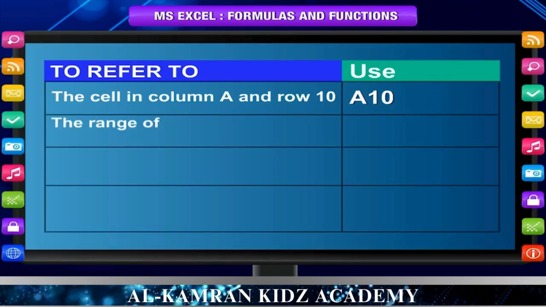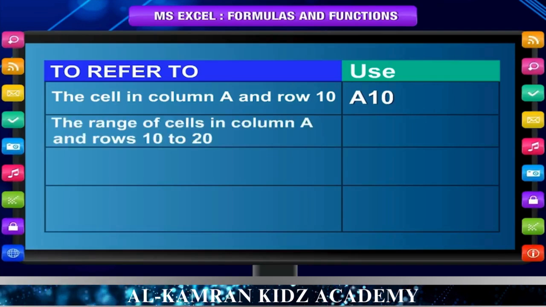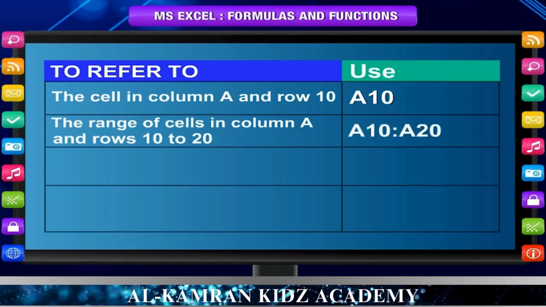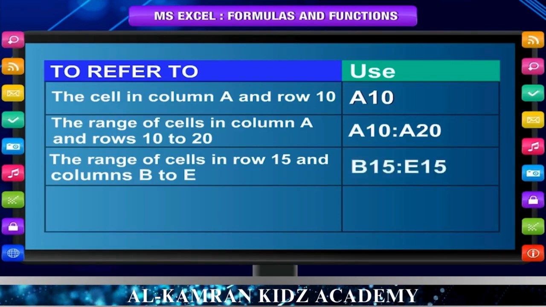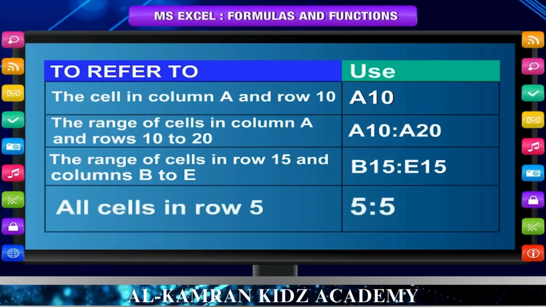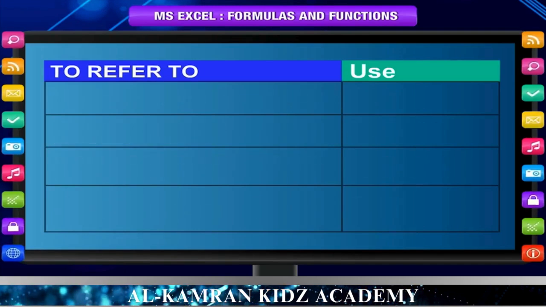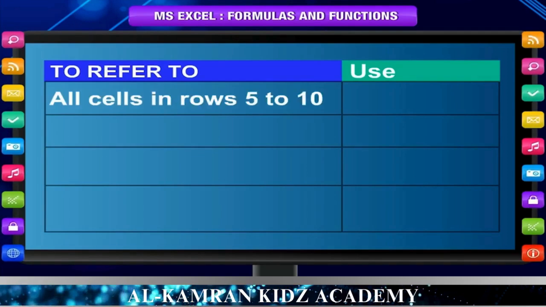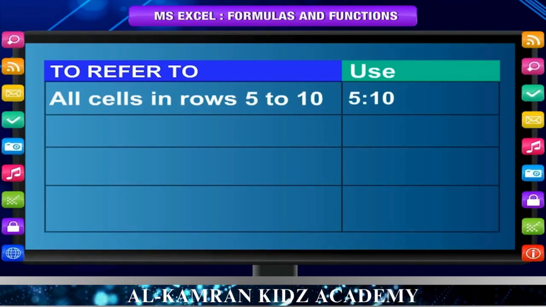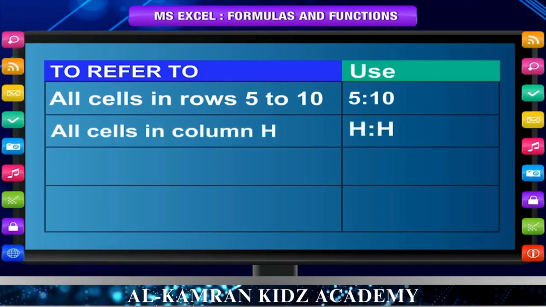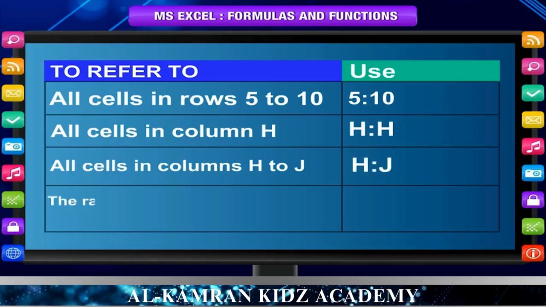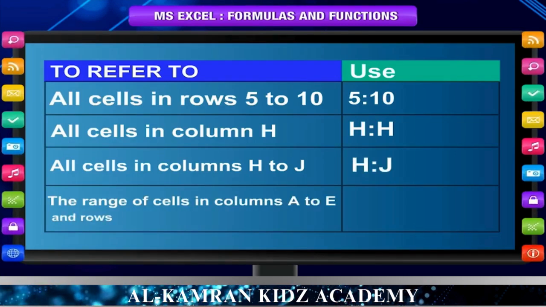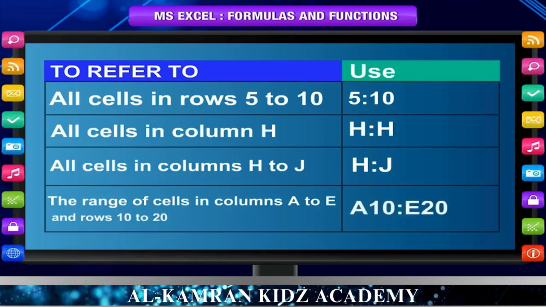The range of cells in column A and rows 10 to 20: A10:A20. The range of cells in row 15 and columns B to E: B15:E15. All cells in row 5: 5:5. To refer to all cells in rows 5 to 10, use 5:10. All cells in column H: H:H. All cells in columns H to J: H:J. The range of cells in columns A to E and rows 10 to 20: A10:E20.